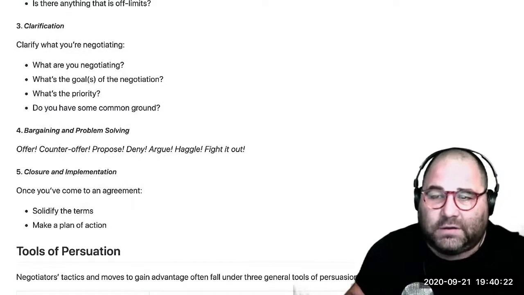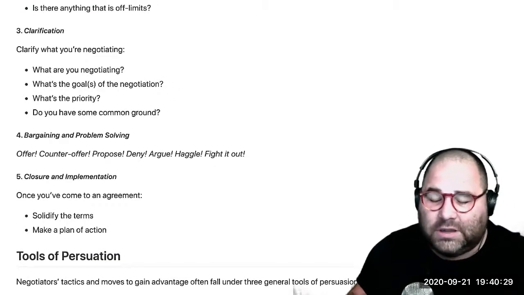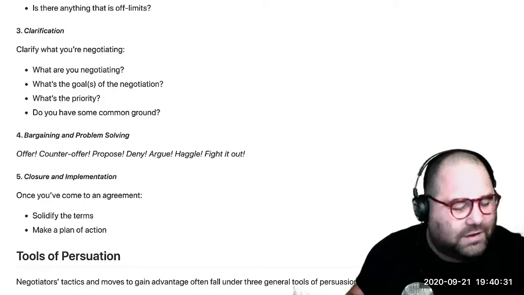And then finally, closure and implementation. So once you've come to an agreement, you need to solidify those terms and make a plan for action. The worst thing, I've done this, I know a ton of people that do this.